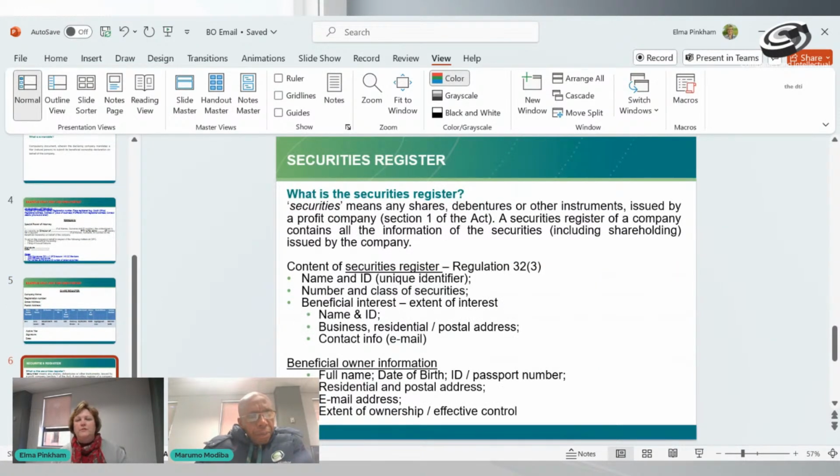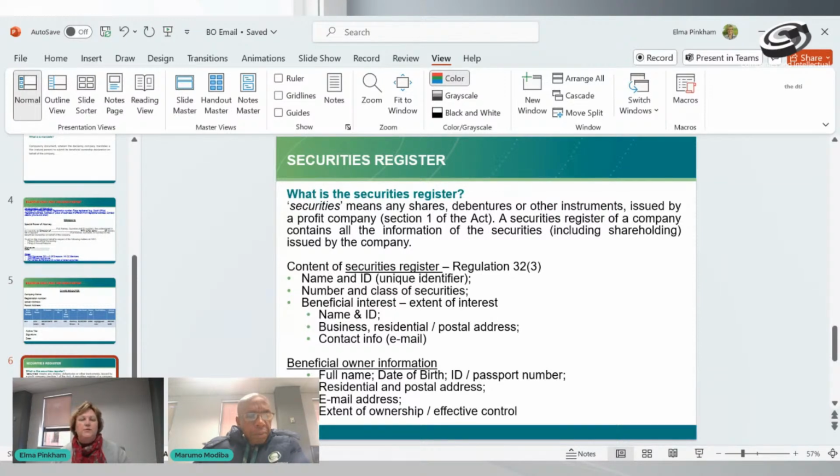Yes, unfortunately, we don't have an example, but we can just remind customers that securities are shares, debentures, or other instruments issued by a profit company in terms of Section 1 of the Companies Act. A securities register of the company contains certain information regarding the securities, including shareholding, that was issued by the company.